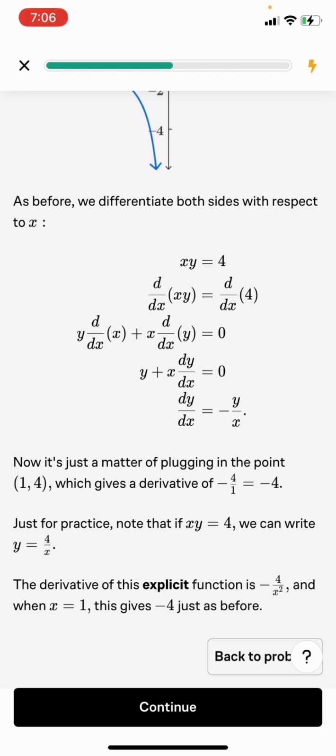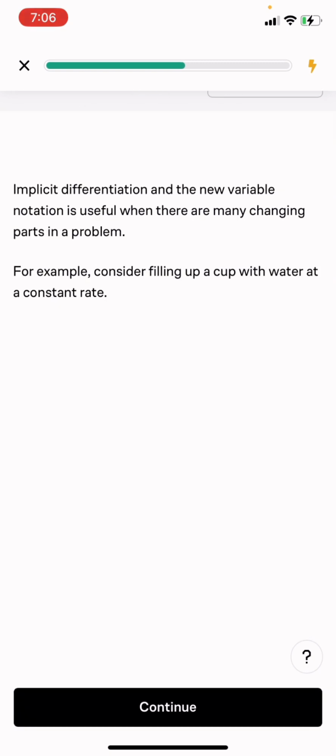Then, let me see where we use the chain rule. There, and there. Now it's just a matter of plugging in the point 1, 4, which gives a derivative of negative 4 over 1 equals negative 4. Just for practice, note that if xy equals 4, we can write y equals 4 over x. The derivative of this function is negative 4 over x squared. When x equals 1, this gives negative 4 just as before.